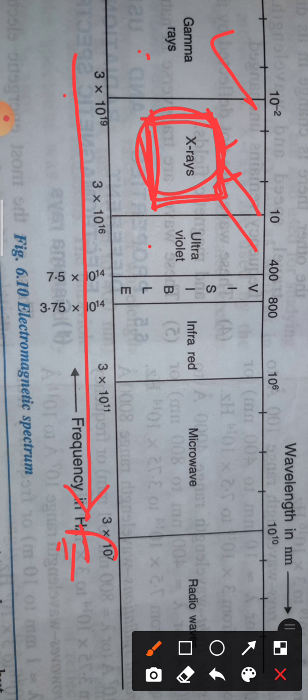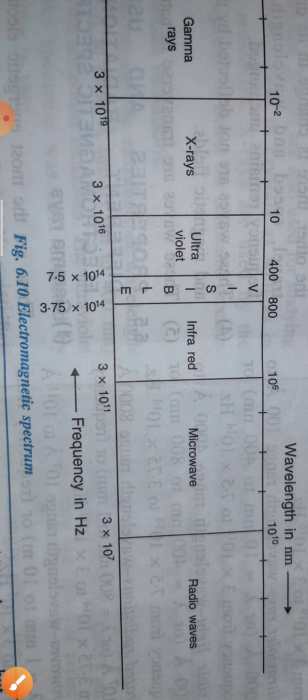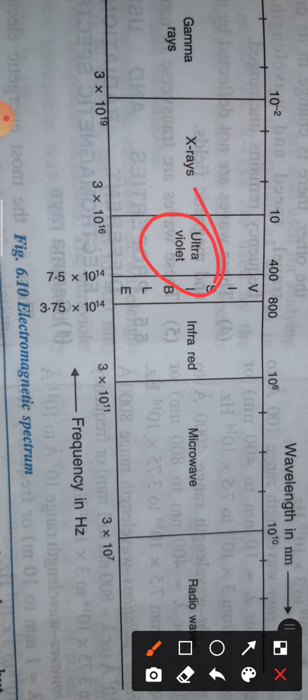Now UV radiation. UV rays are chemically very active. Since they are chemically very active, they can sterilize anything. So they are used for sterilization purposes or to purify surgery instruments.